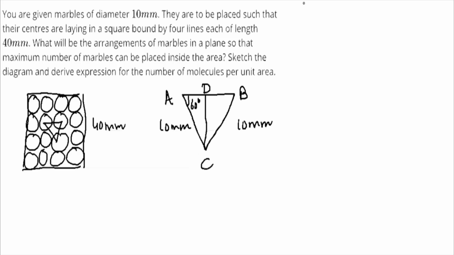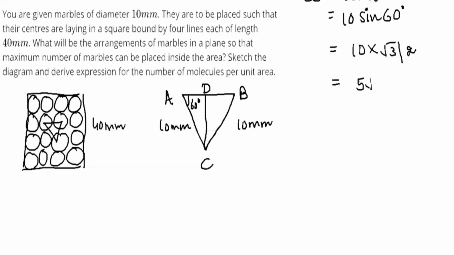So how will you find out the length of CD? CD will be equal to A sine theta. What is the edge length here? It is 10 sine theta. What is the degree angle here? Theta is 60 degrees. What is sine 60? Sine 60 is root 3 by 2. So when you calculate this, how much will you get? You will get 5 root 3 millimeter. So this is the length of CD.